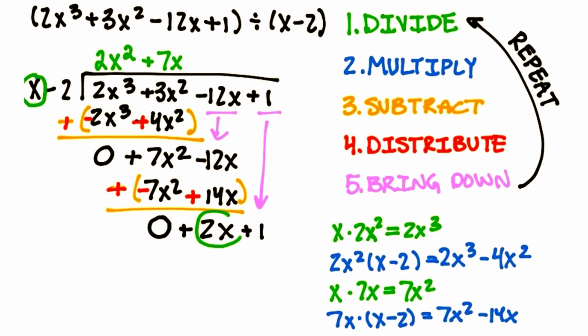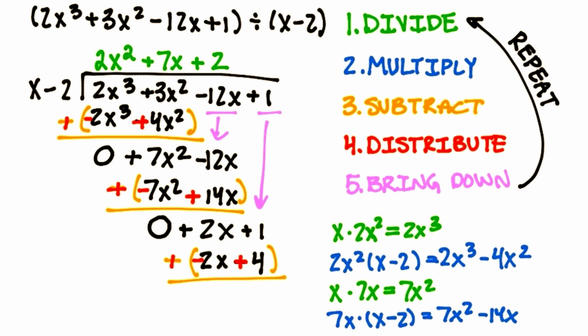X divides into 2x. Well, 2 times. So we'll put 2 at the top, and then we'll do our multiplication. 2 times x minus 2, and this gives us 2x minus 4. Then we can apply our subtraction. Then we'll distribute. Then we'll calculate. 2x minus 2x is 0, and 1 plus 4 is 5. So this 5 here is actually our remainder.